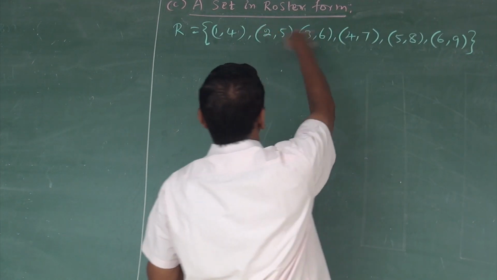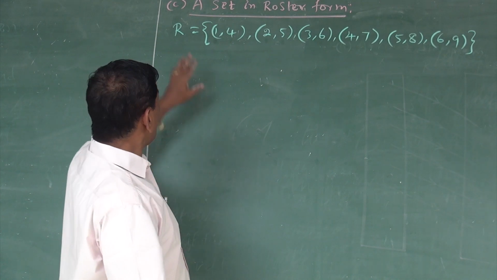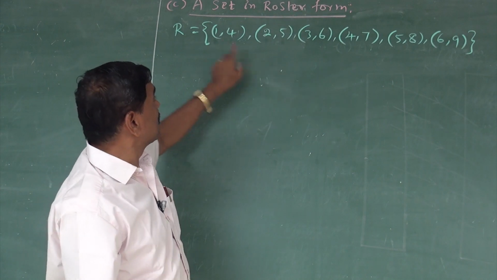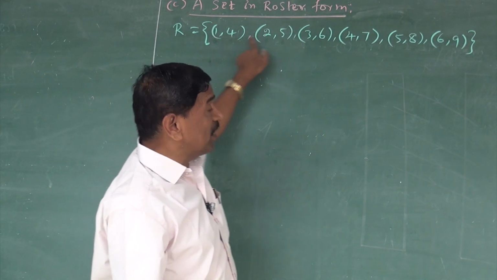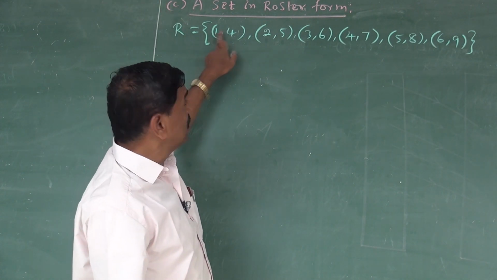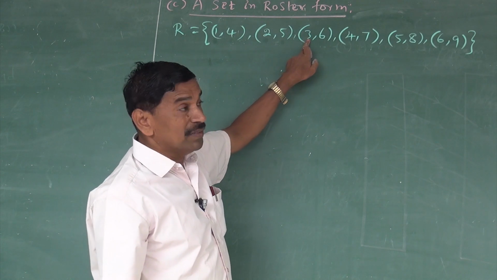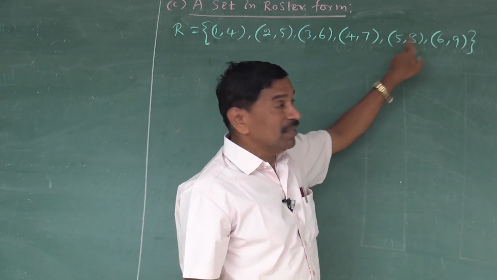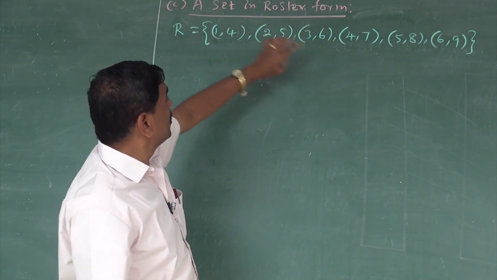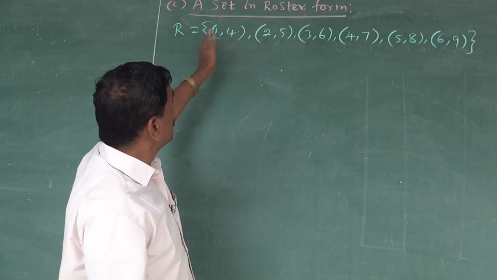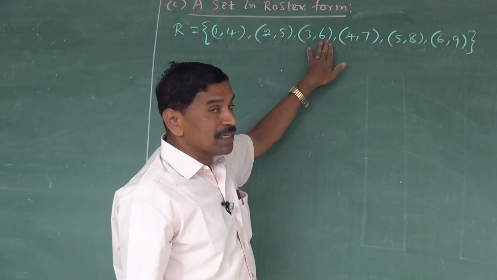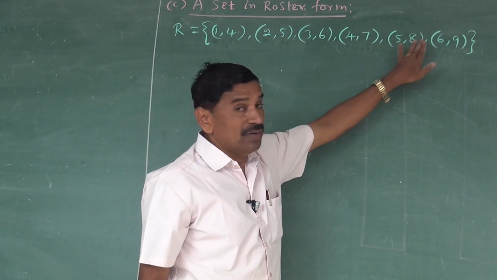Okay, in this relation, can you tell me the domain of this relation through these ordered pairs? Yes, the first elements are called the domain. The domain of the relation R is equal to 1, 2, 3, 4, 5, 6. Okay, can you tell me what is the range of this relation? Yes, the second elements are called the range. So the range of the relation R is equal to 4, 5, 6, 7, 8, 9.